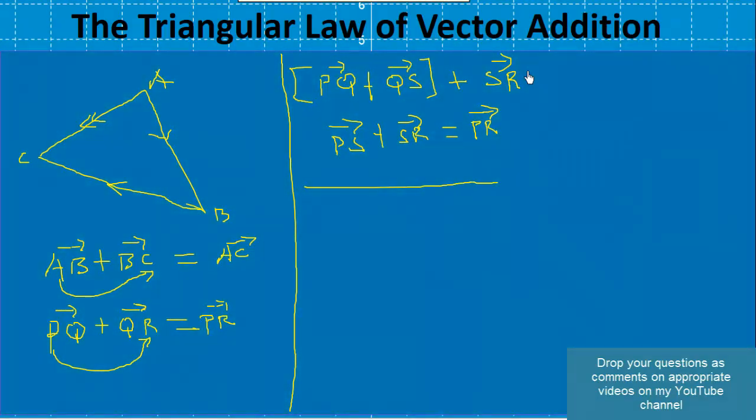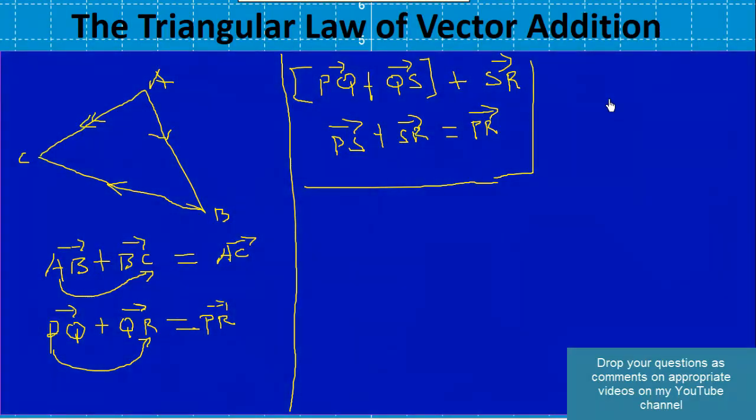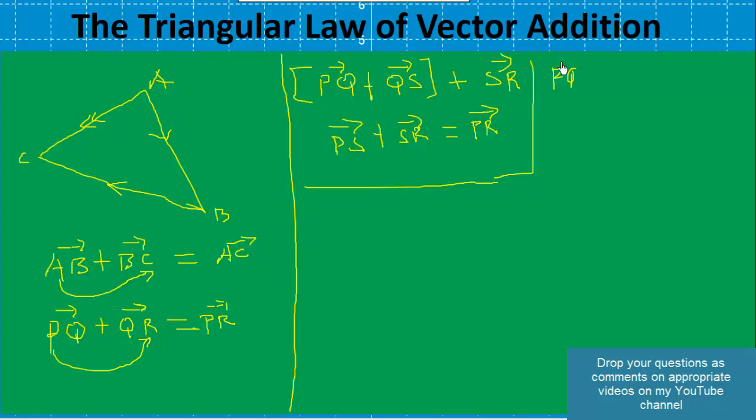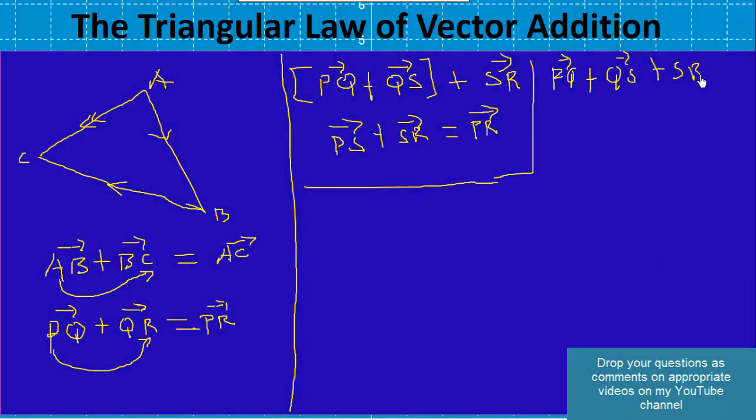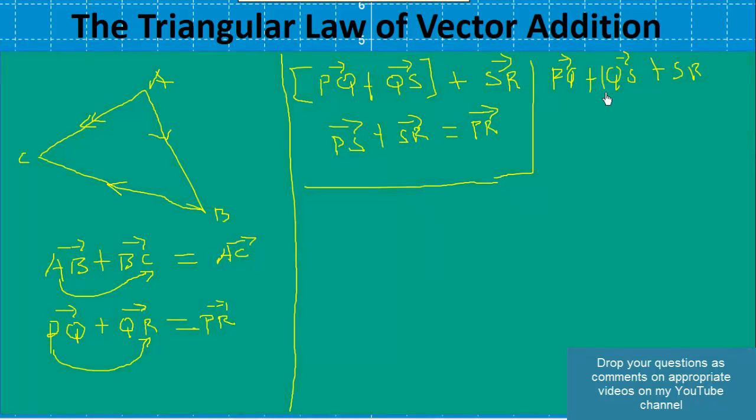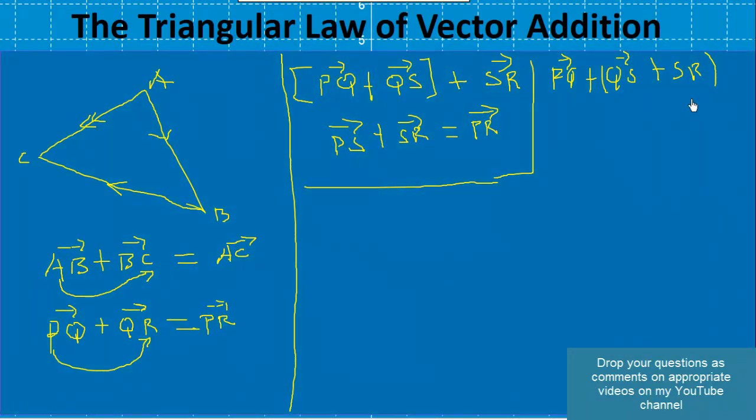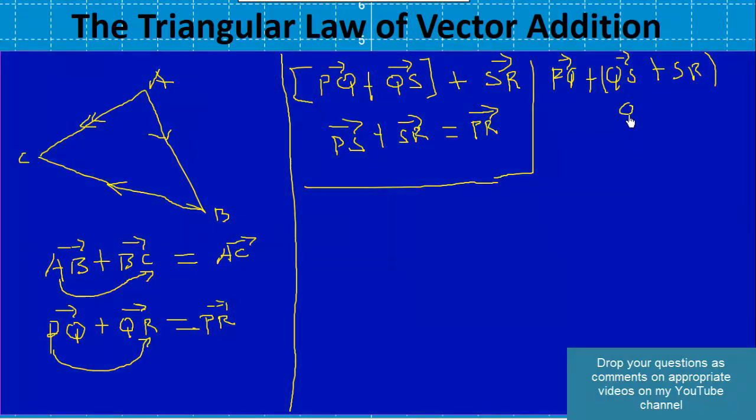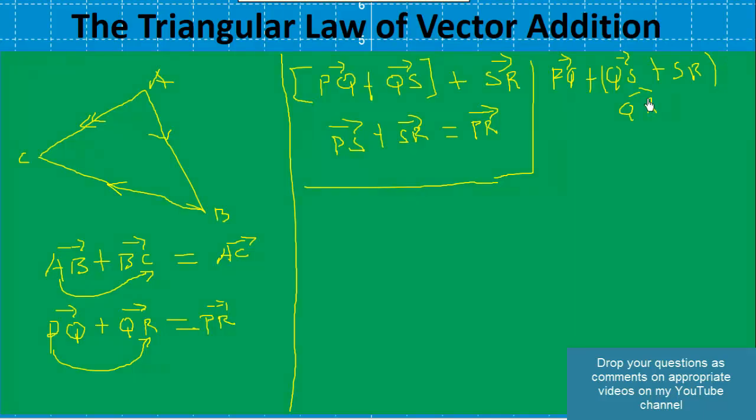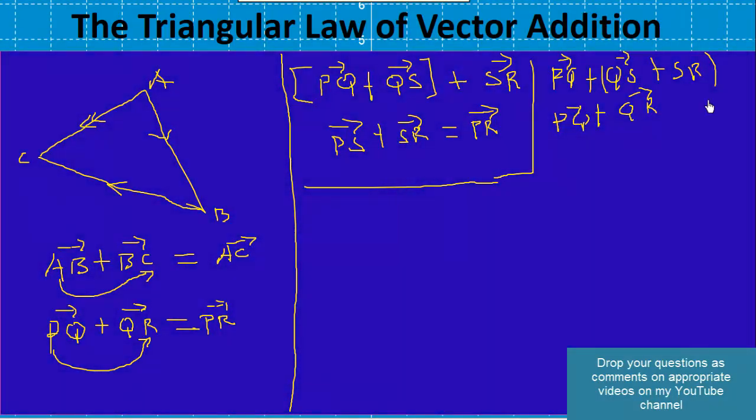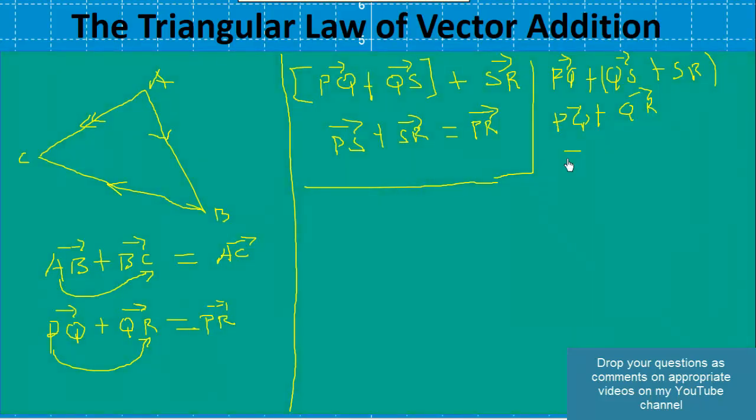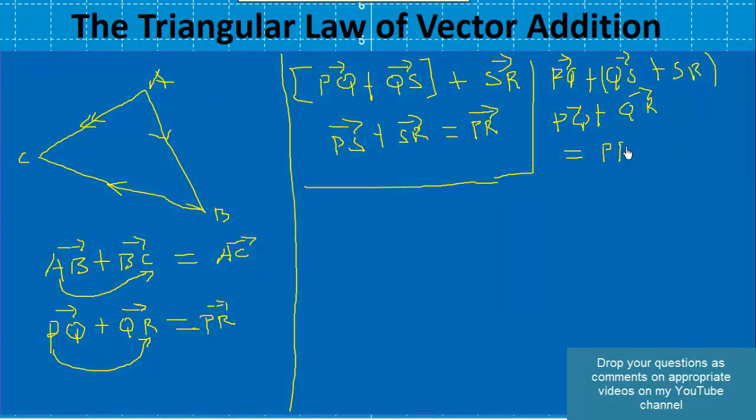Or if you prefer to take the last two first, then we are going to have vector PQ plus vector QS, then plus vector SR. So we take the last two first. This will simplify to give us vector QR. Then we have PQ plus vector QR, and this also simplifies to give us vector PR.